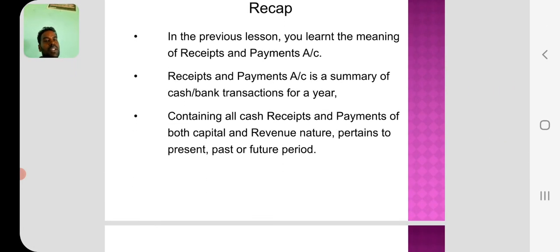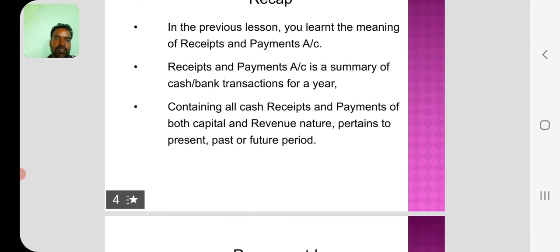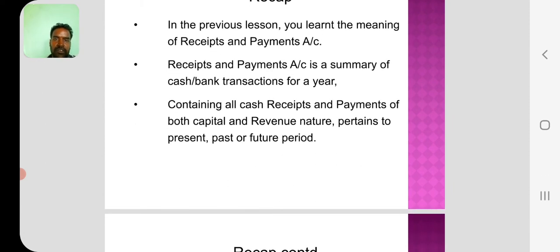In the previous lesson, we learned the meaning of receipts and payments account. Already we discussed in the previous session that receipts and payments account is the same as cash book, whereas receipts and payments account is prepared in a non-trading organization. Cash book is prepared in a trading organization. That is the only difference. But in all other respects, they should follow the same rules.